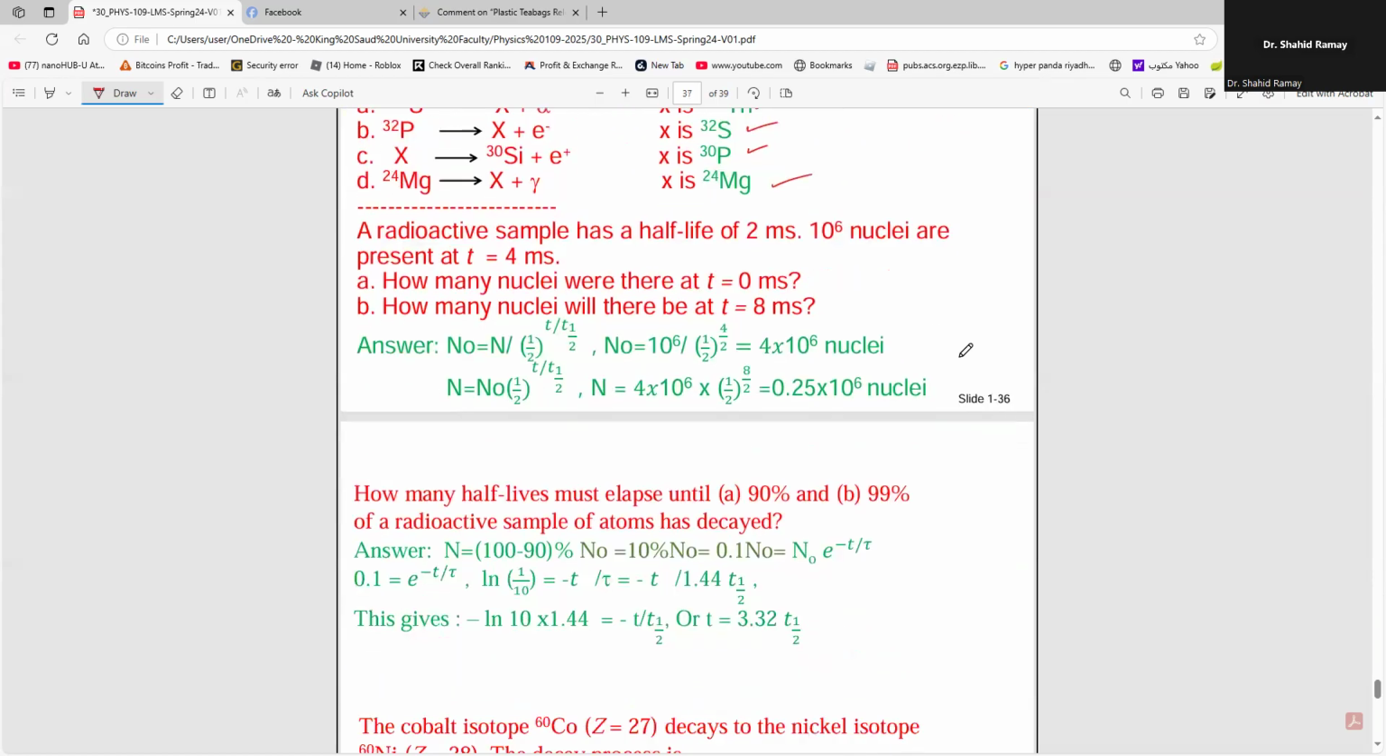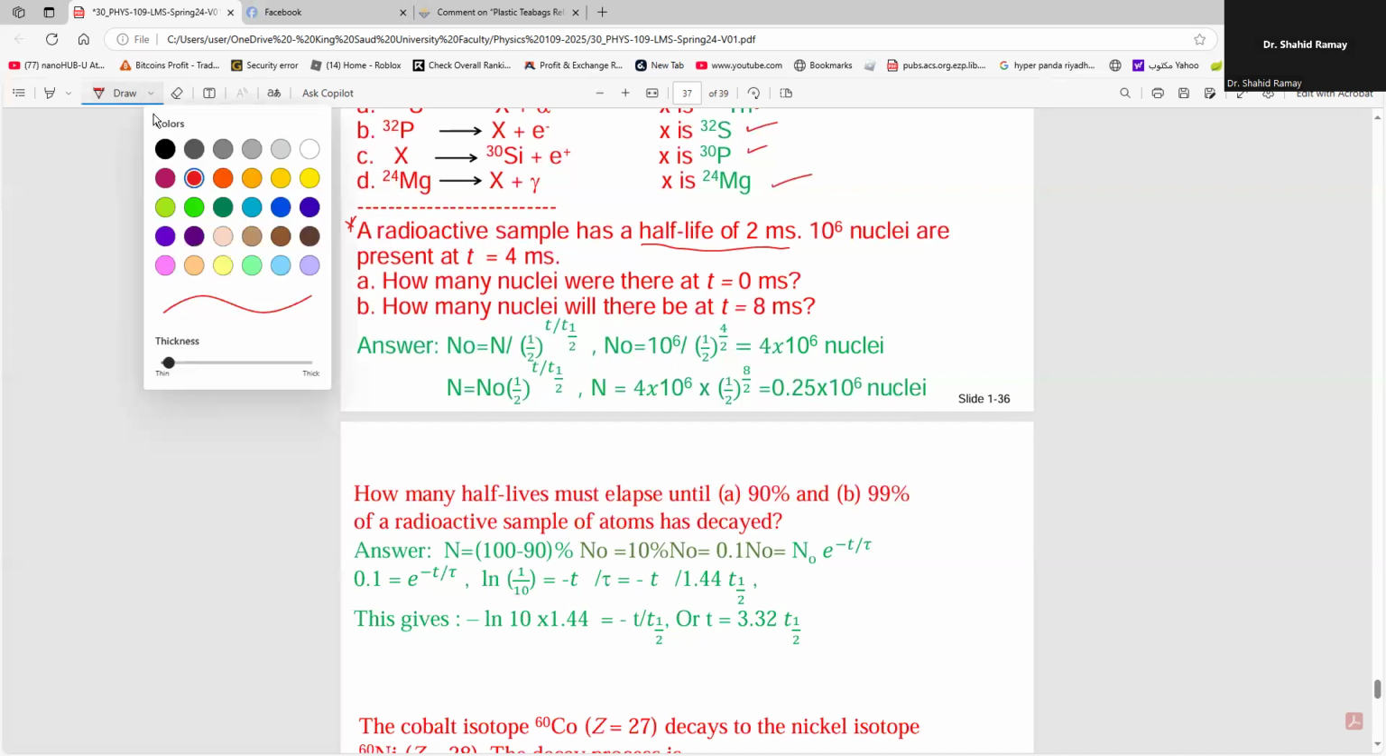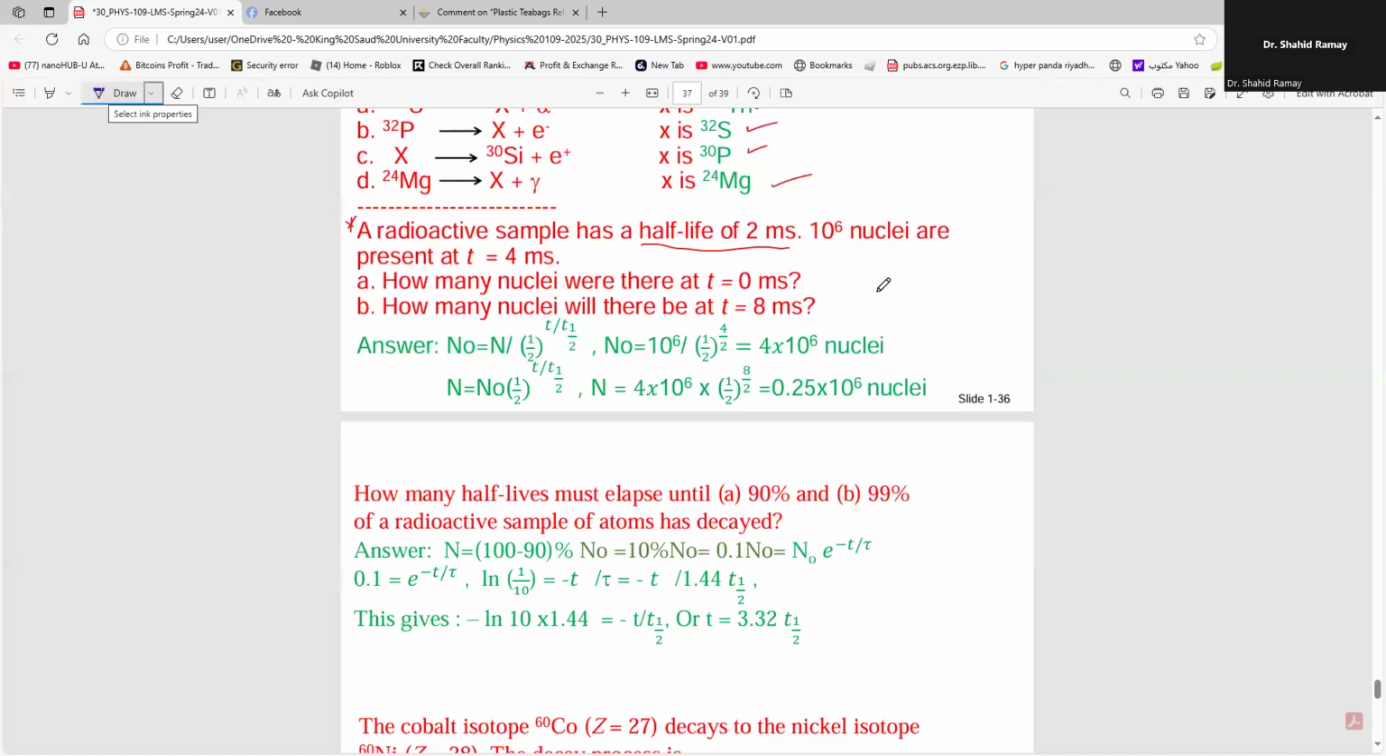Okay, after this, now we have to solve this problem. This is another problem. In this problem, he is asking: a radioactive sample has a half-life, which is given as 2 milliseconds. So half-life means that the T half value is equal to 2 into 10 raised to power minus 3 second.